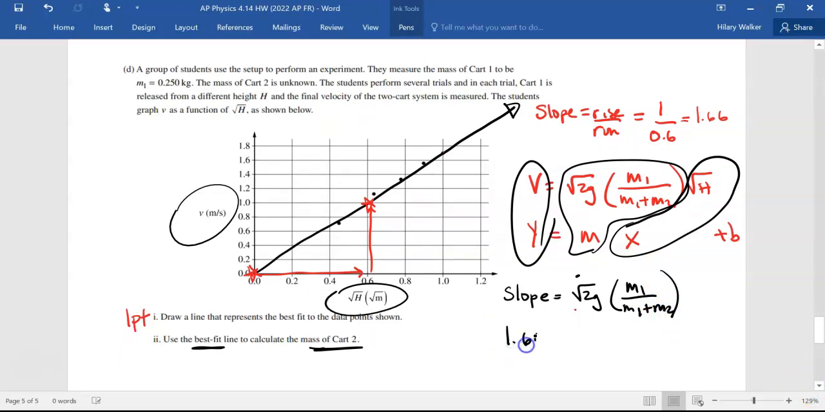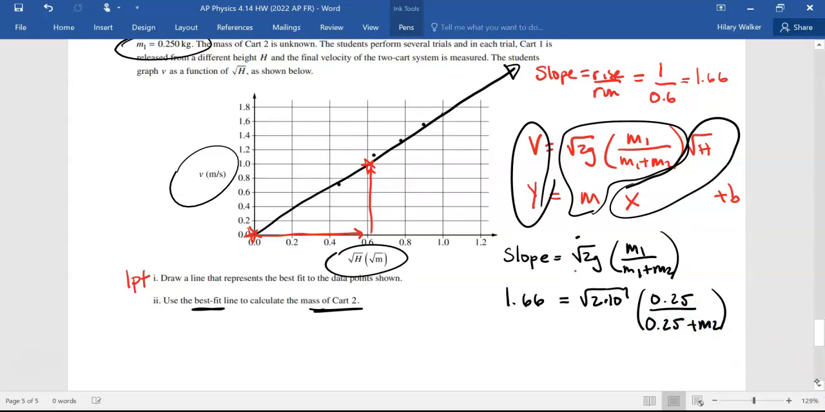So now let's just go ahead and plug in what we know. So the slope was 1.66 equals square root of 2g. g is just 10, or you could use 9.8 meters per second squared. m1, I think they give us m1. So m1 is 0.25 over 0.25 plus m2. Great. So now we just got to do some fun math to find m2. And when I went through my math, I got m2 to be 0.42 kilograms. Okay, let's go ahead and go through the rubric for this one.